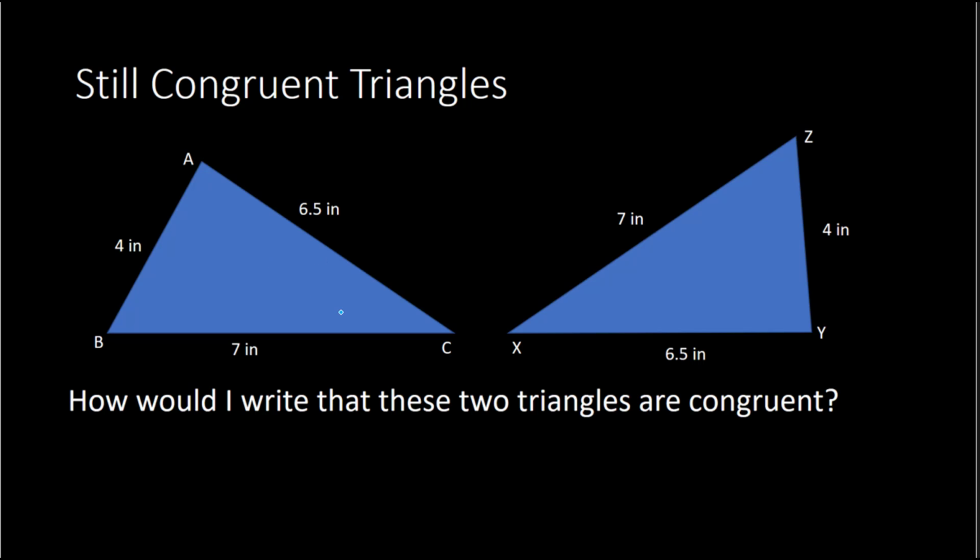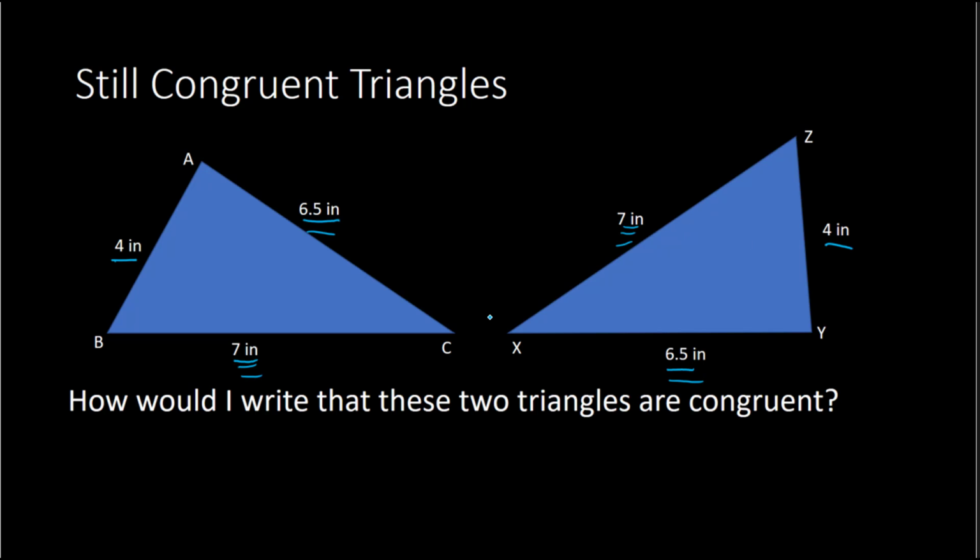So we want to make sure that we have the corresponding vertices matched up. Which vertex corresponds with which vertex over here? Well, notice the sides. We have 4 inches and 4 inches, so those sides go together. We have 6.5 inches and 6.5 inches down here, so those go together. And then 7 inches and 7 inches go together.